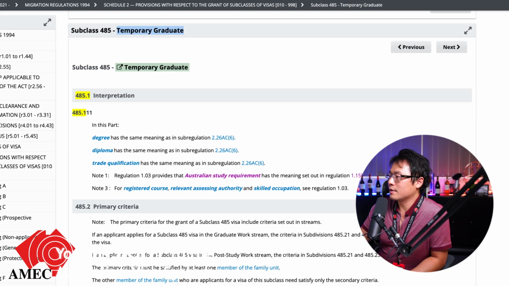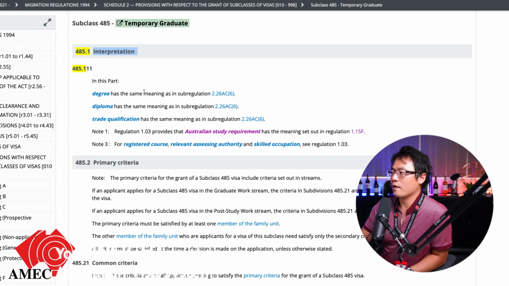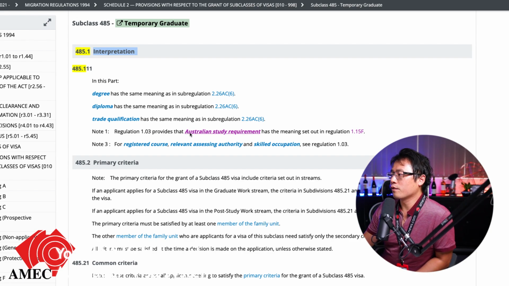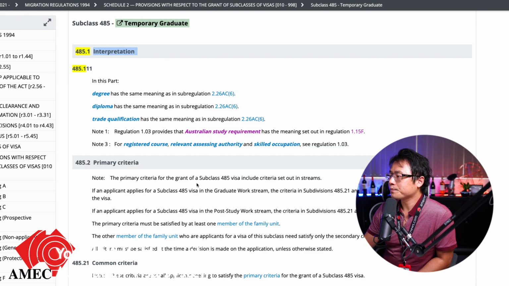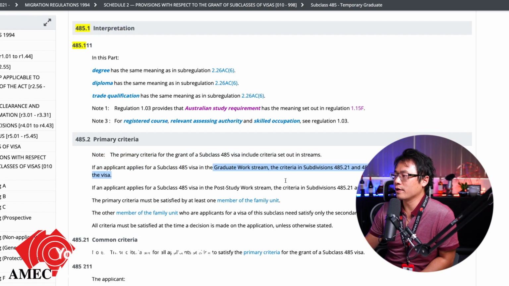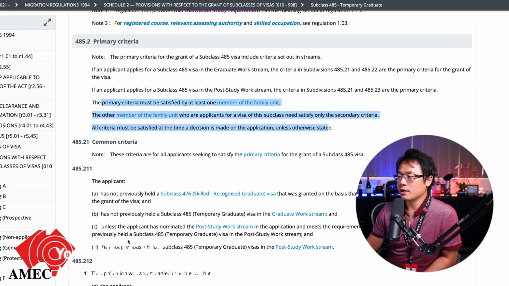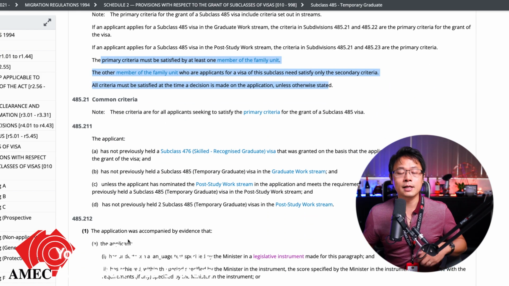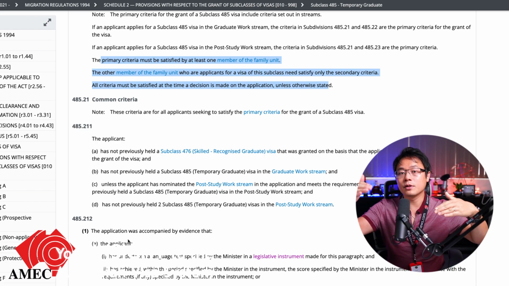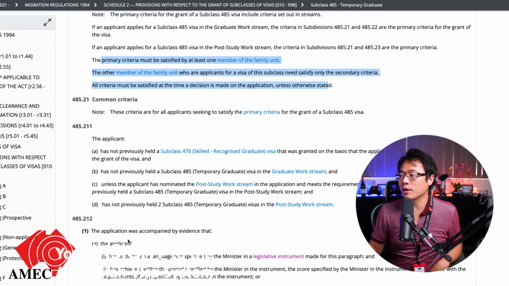Now 485, you can see there's an interpretation. We don't need to interpret this. Everybody will know what a degree, diploma, and trade qualification are. We'll go through some of the Australian study requirement. Again, the brief is saying that there are 2 streams: the graduate stream and the PSW stream, and a member of the family unit can be included here. There are some common criteria, meaning criteria common to the 2 different streams, so either stream has to meet all of these common criteria.